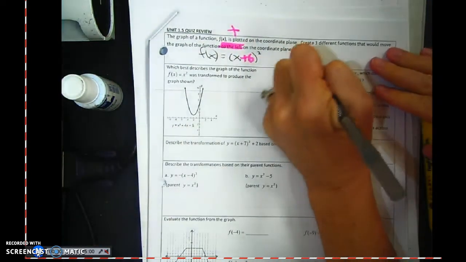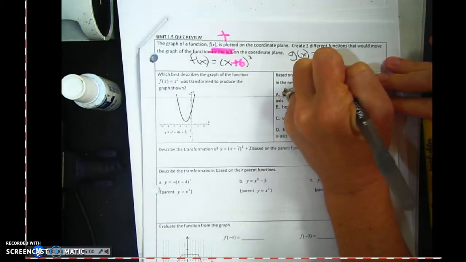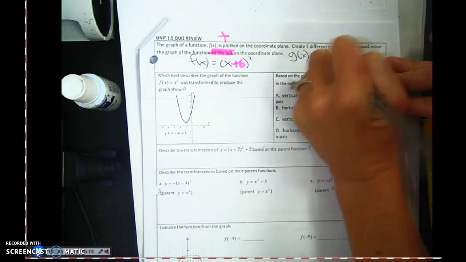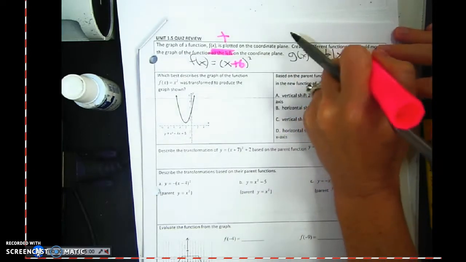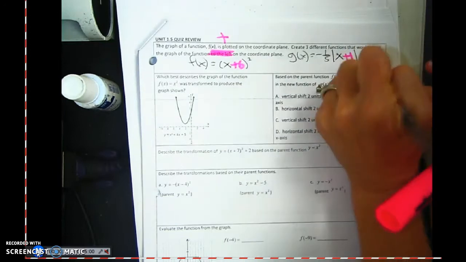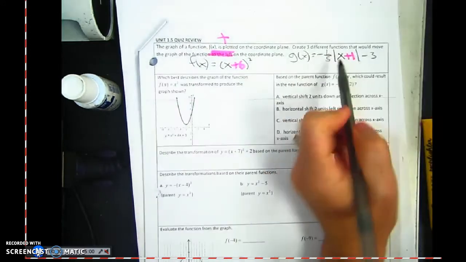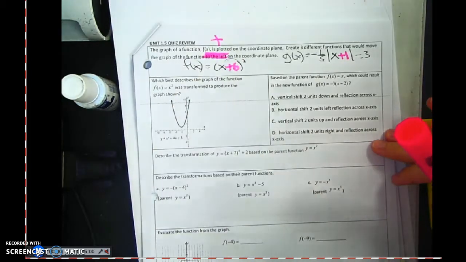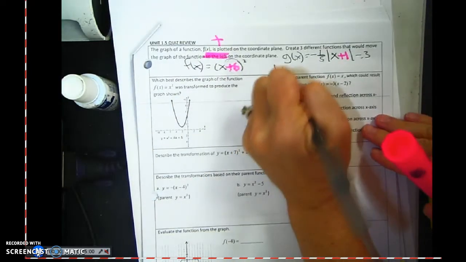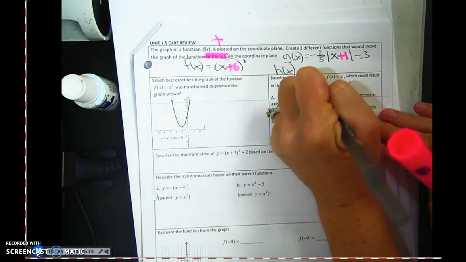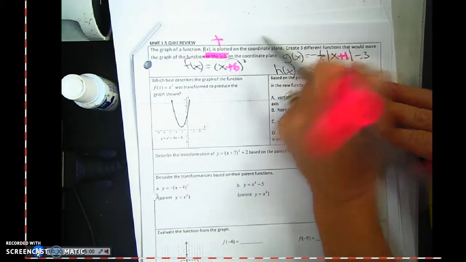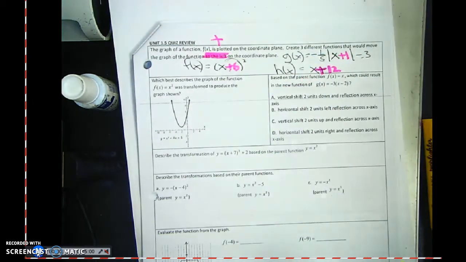Another example could be g of x equals negative 1/5 absolute value of x plus 1 minus 3. It's okay that there's other things happening, but what you really want to focus on is the left. Let's do another one. h of x equals x plus, oops, let's do it in pink, plus 12. Okay, those are all examples of going to the left.